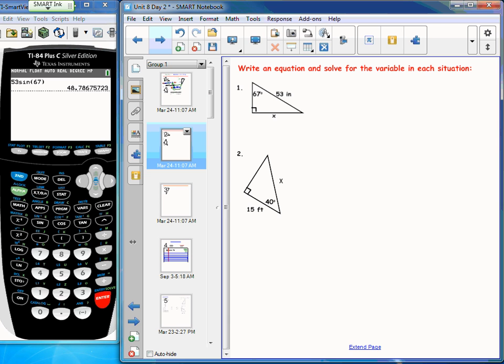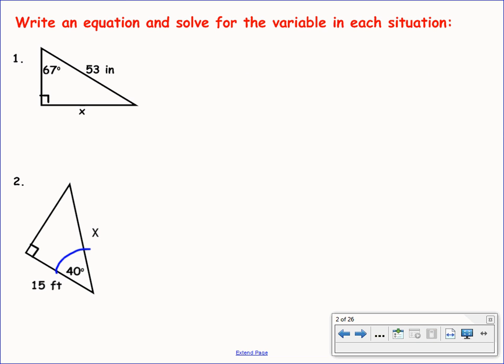And number two, what trig function relates 40 degrees, 15 feet, and x, my unknown side length? Go ahead and share with the class when I call on you. So what trig function did you guys use for number two? Taylor? Cosine. Raise your hand if you used cosine for number two. Cosine? Awesome. So our equation is cosine of an angle equals a fraction. In this case, cosine of 40 degrees equals our ratio. Our ratio for cosine is adjacent over hypotenuse.